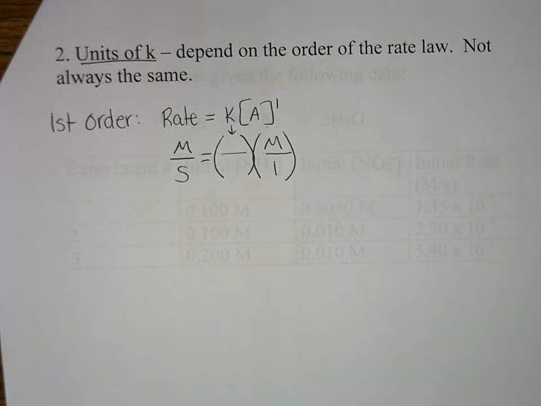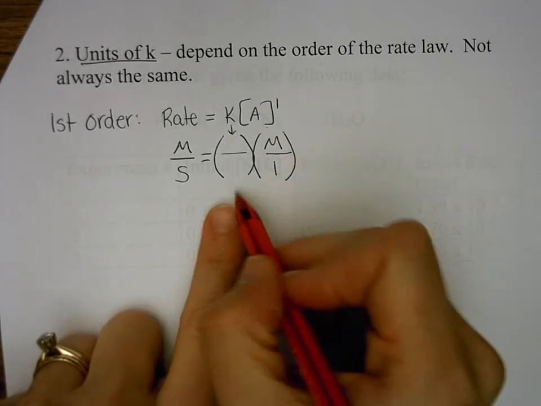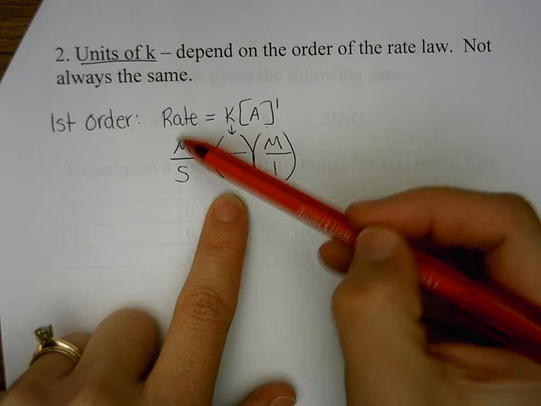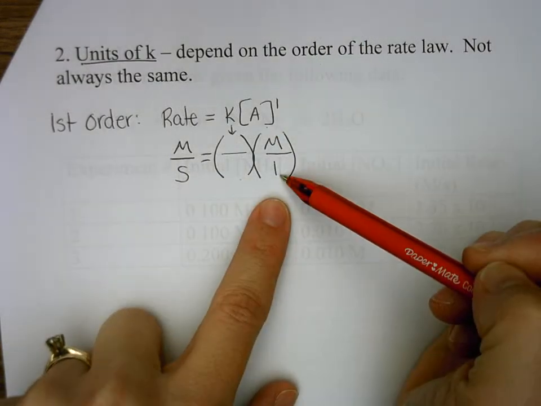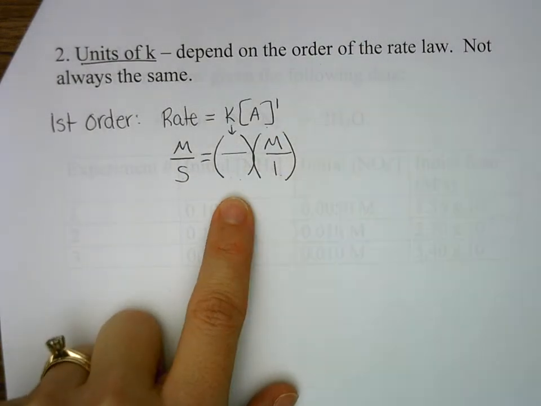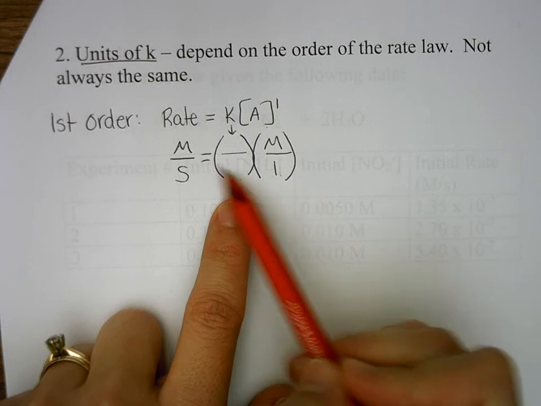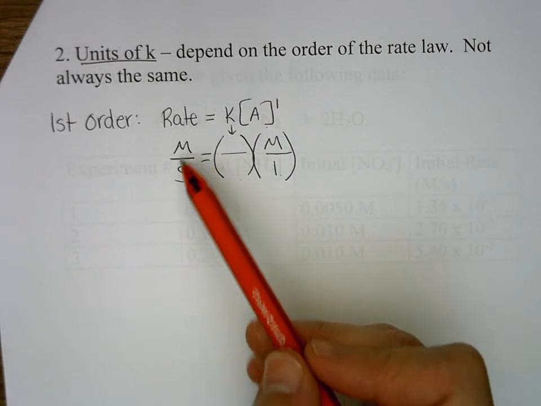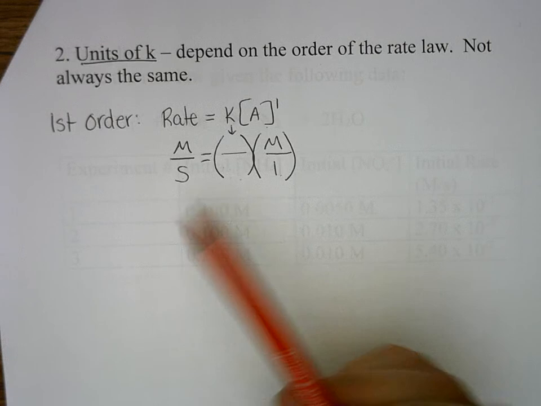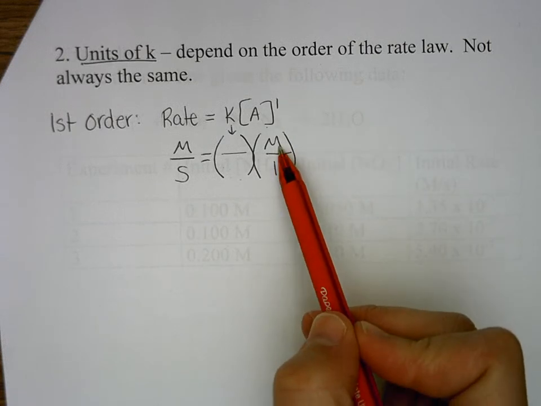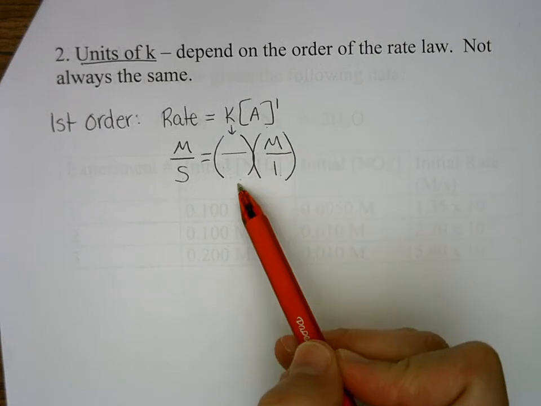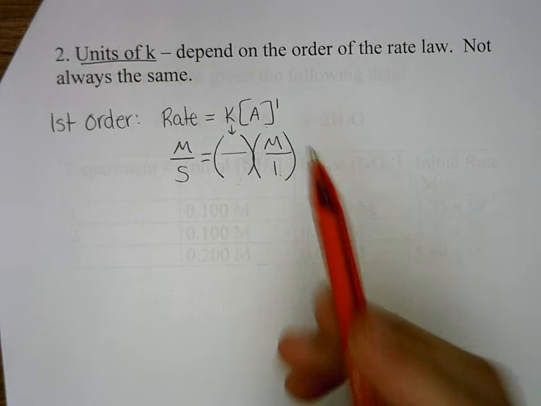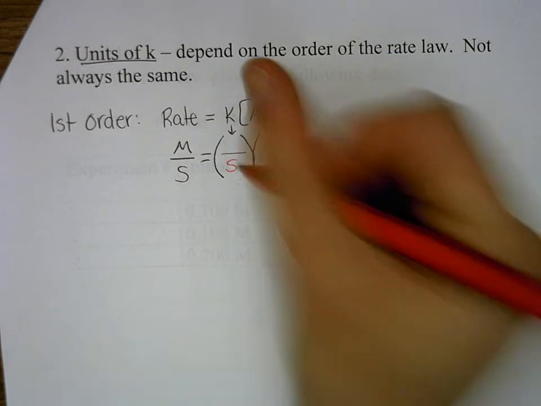So if I want to determine what these units are for K, here were my units for rate, here's my units for concentration. I want to figure out what the units are here. I've got to plug in something in this empty spot that's going to give me units of molarity over seconds. I already have molarity on the top. What do I need on the bottom? Seconds. I need seconds to give me seconds right here.